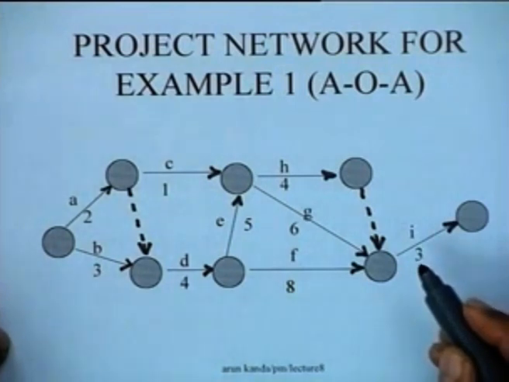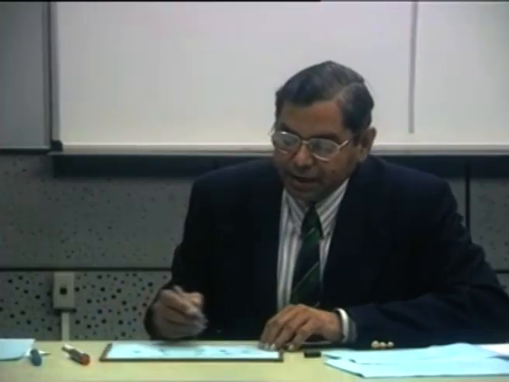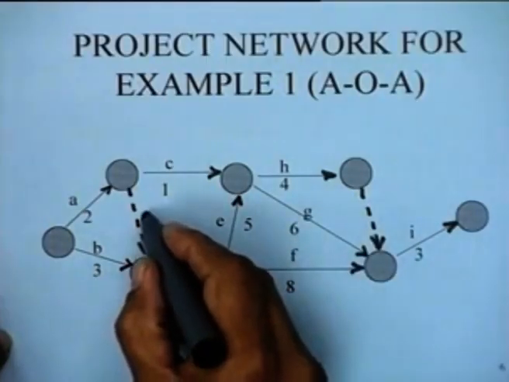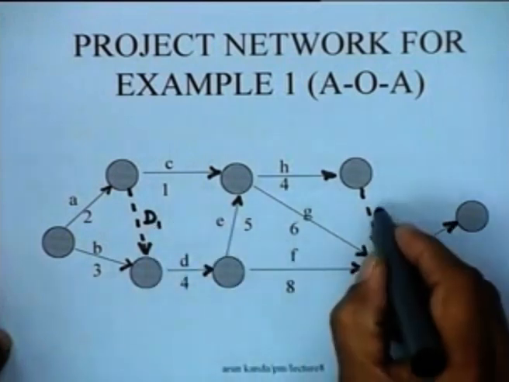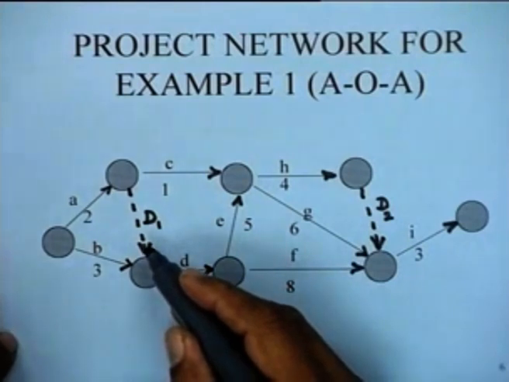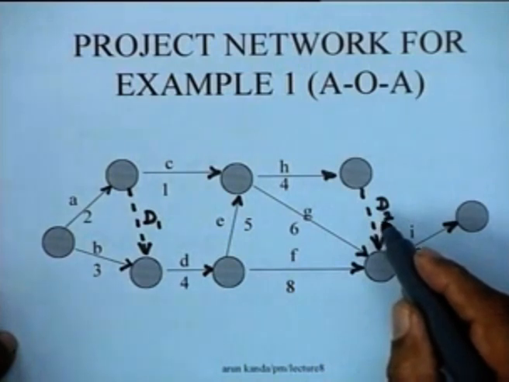Now, a comment on this particular network is in order. You would recall that when we were talking about various dummies, we can identify in this particular case that we have used 2 dummies. You may call them D1 and D2. Notice that D1 is a logical dummy, and what is the nature of the dummy D2?